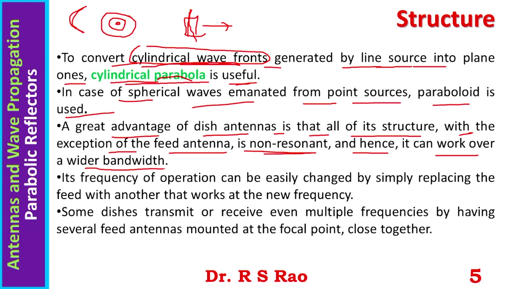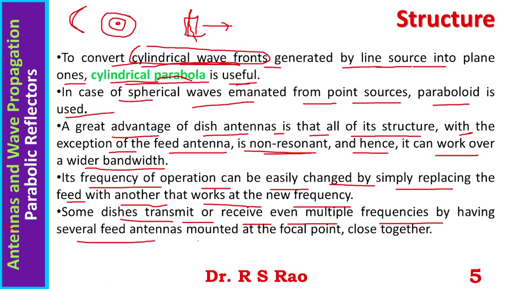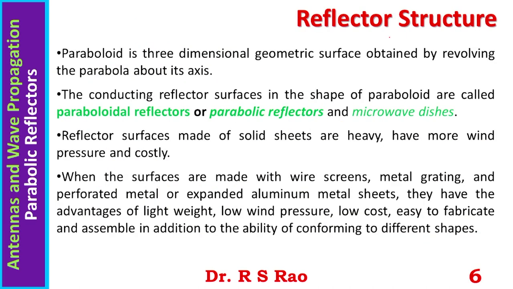These are broadband antennas. The frequency of operation can be easily changed by simply replacing the feed with another that works at a new frequency. Some dishes transmit or receive even multiple frequencies by having several feed antennas mounted at the focal point close together. Now we move to some more points regarding reflector structure.